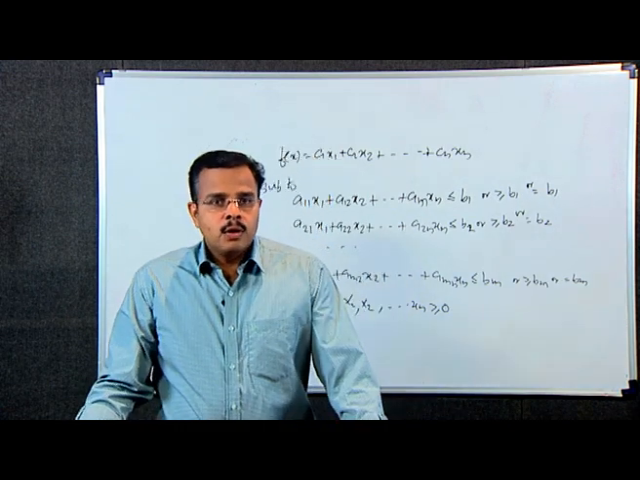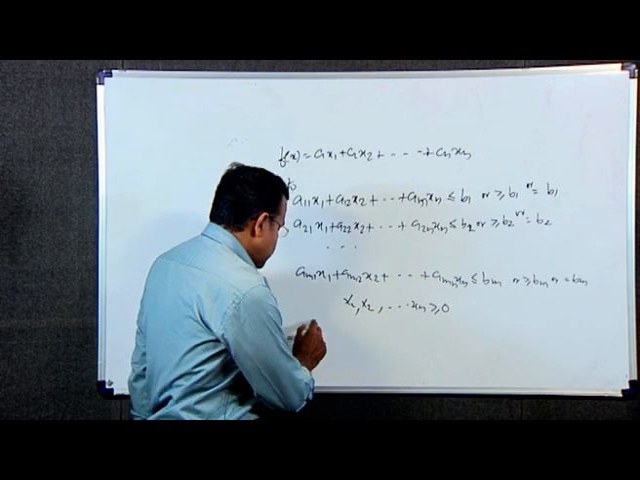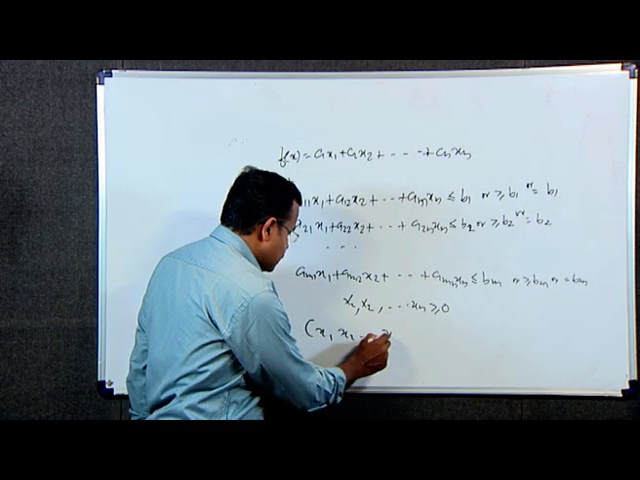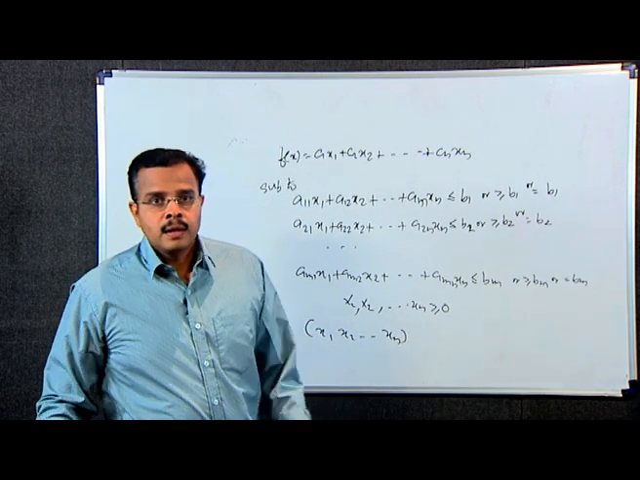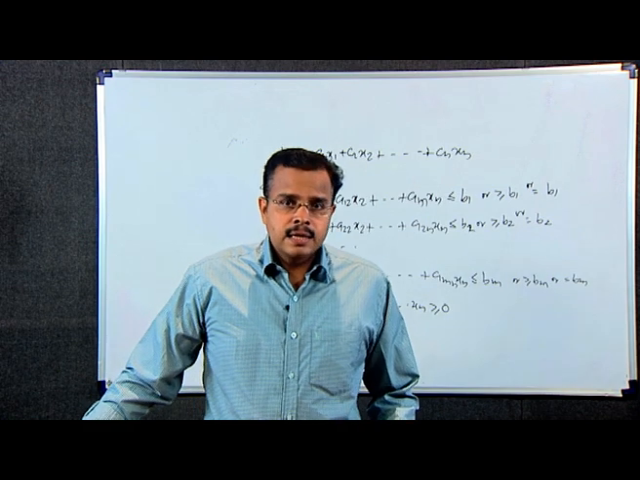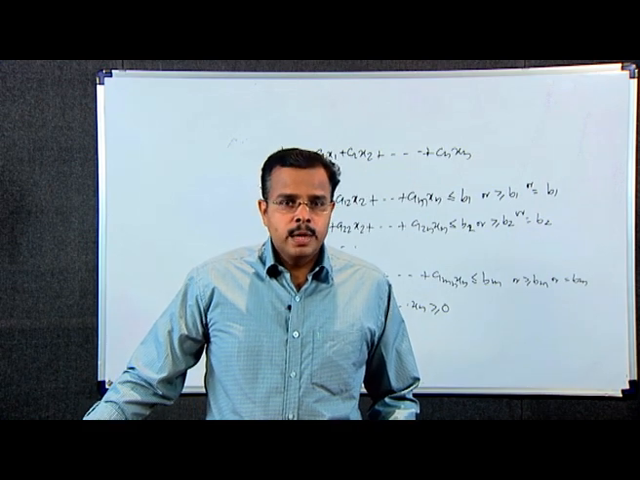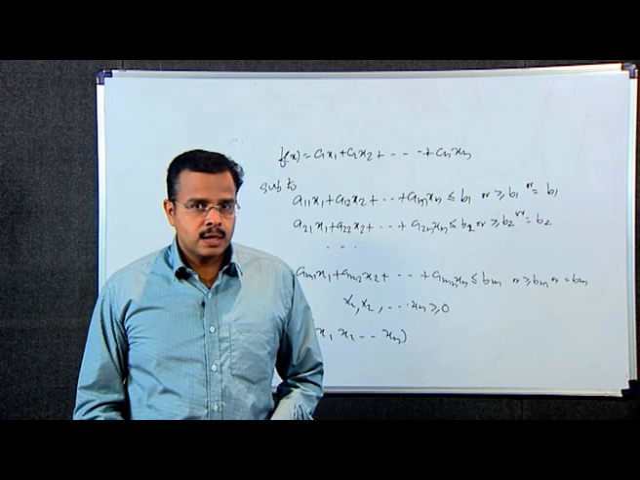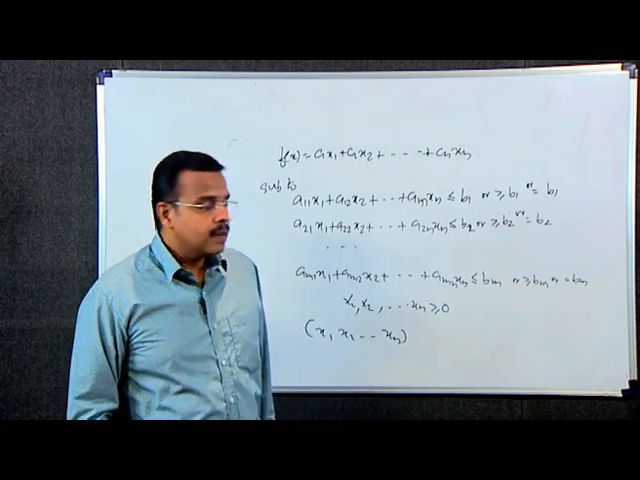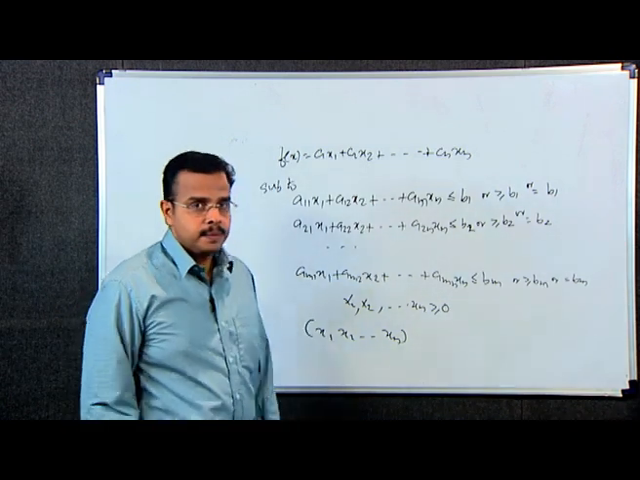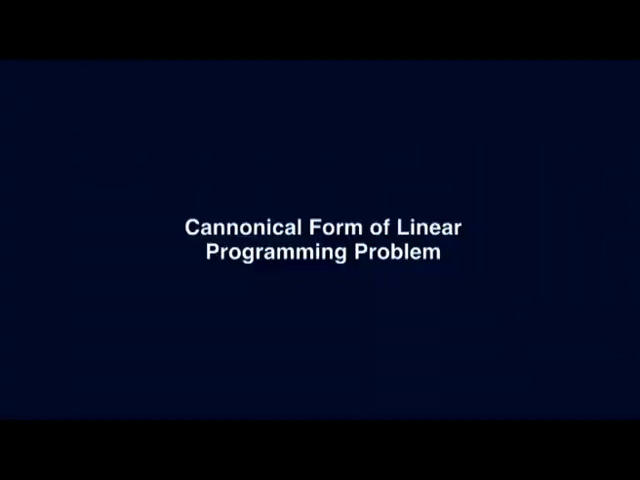Then the problem of determining the n tuple x1, x2 etc. xn, which makes f of x a maximum or minimum satisfying the given set of constraints, is called the general linear programming problem. Then the next is canonical form of linear programming problem.